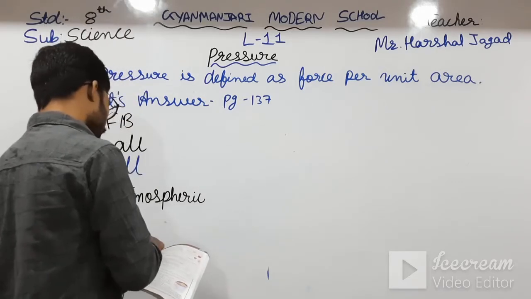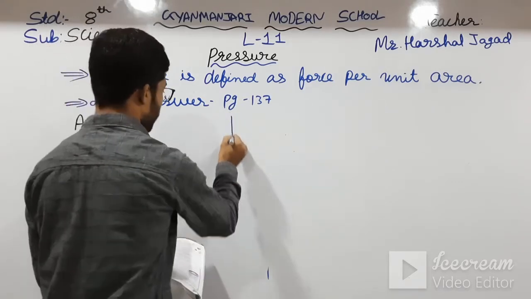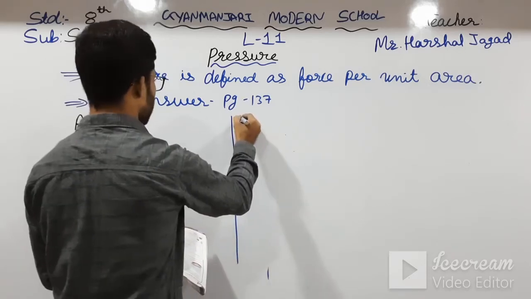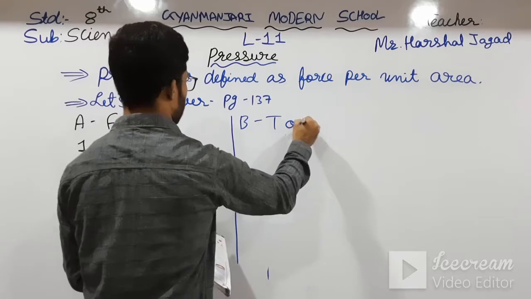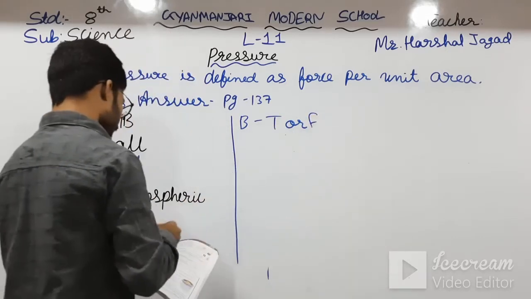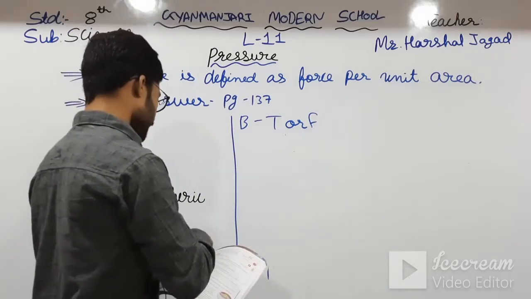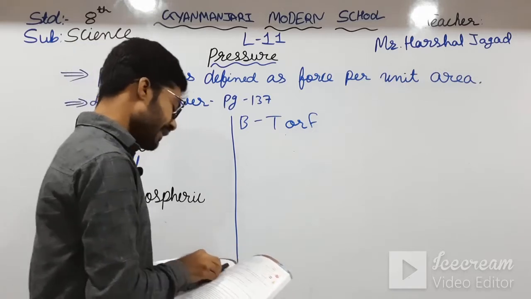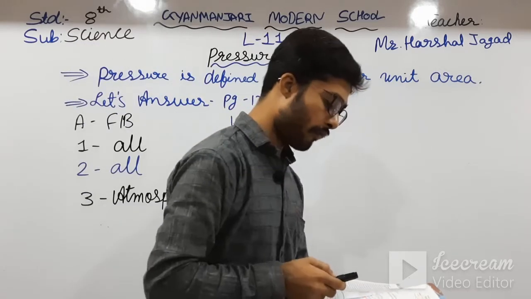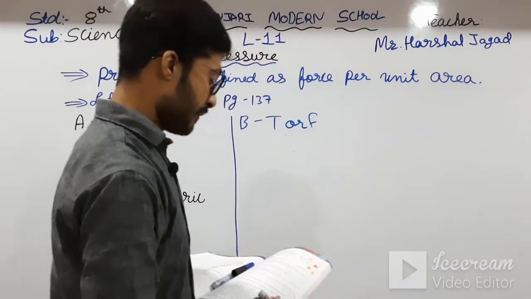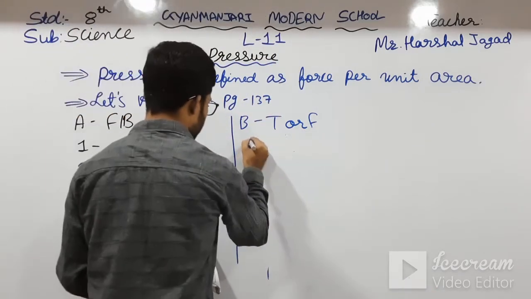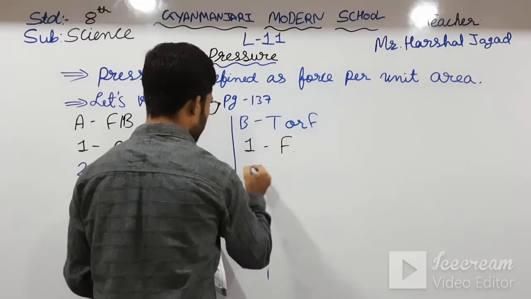Okay students, next is true and false. So in that, the first one is: pressure is independent of the area over which the force acts. It is false. First one is false.